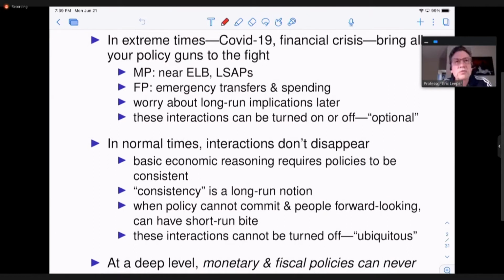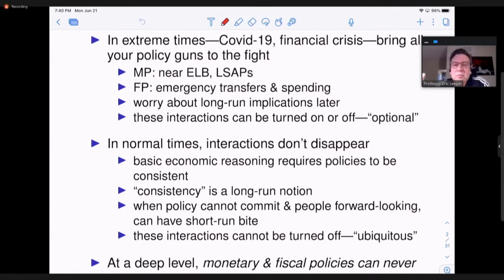Well, during extreme times like now or the financial crisis, you want to bring all your policy guns to the fight. You know, with monetary policy going down to the effective lower bound, large scale asset purchases, fiscal policy became very active with emergency transfers and spending. And in crises like this, there's a tendency for policymakers to say, okay, we're going to worry about the long run implications later. These kinds of policy interactions that kick in during these crises are ones that can be turned on or off. They're what I call optional.